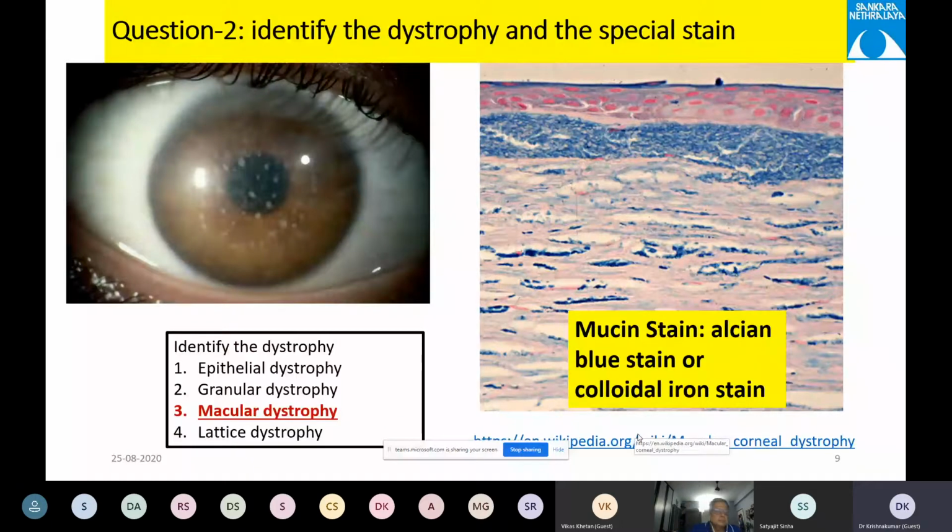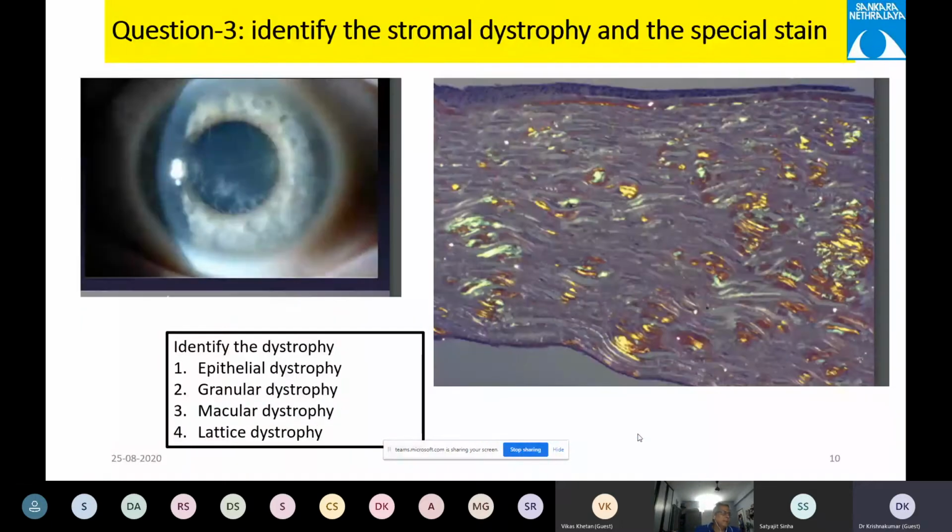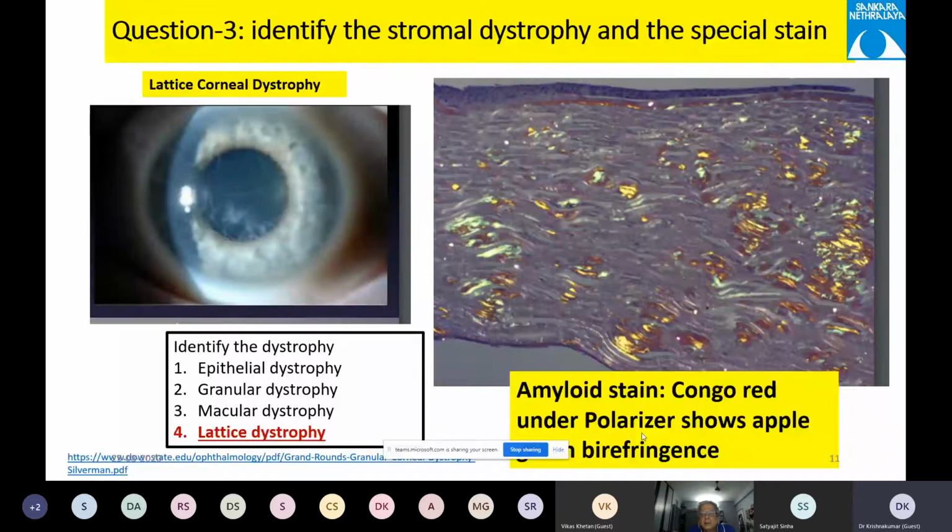Now, the next question 3, can you identify the dystrophy? What dystrophy is it? Once again, you find the questions. We'll see the answer. This is a very beautiful stain for amyloid, where we have used the polarizer and it shows apple green birefringence. This is lattice corneal dystrophy. This is a stain for amyloid.